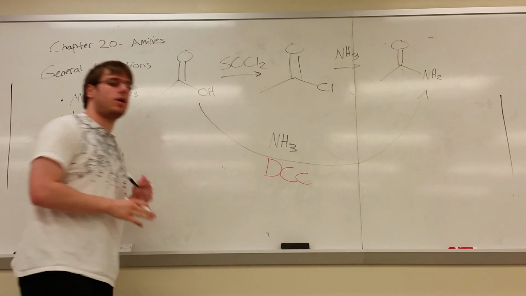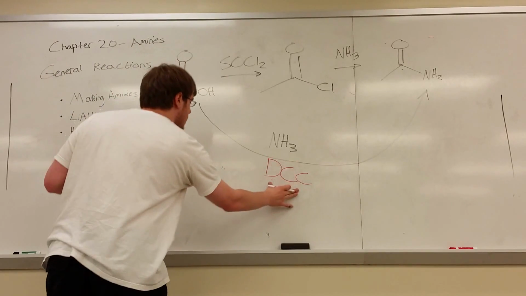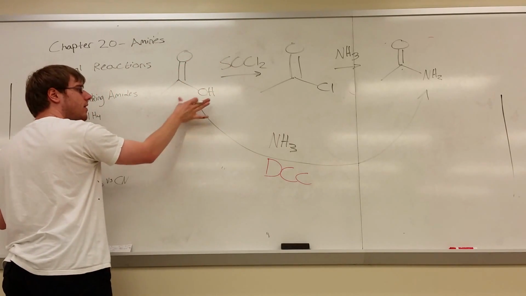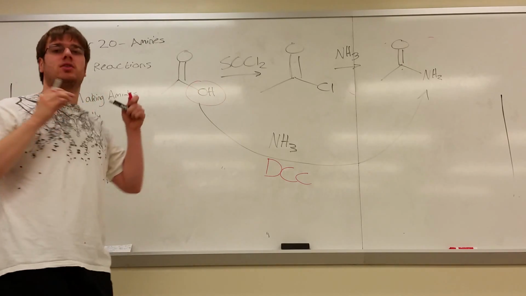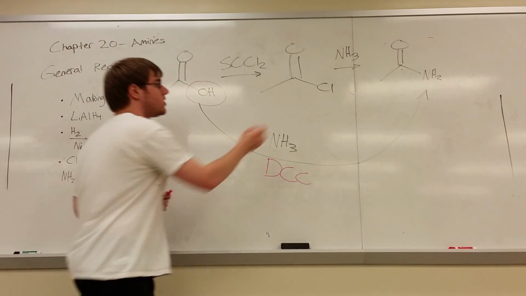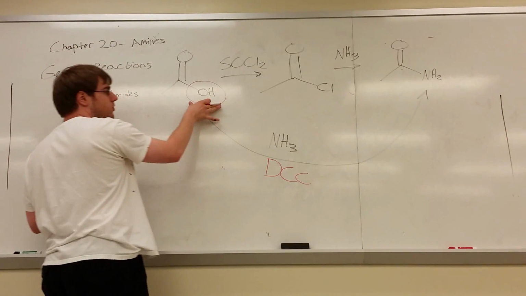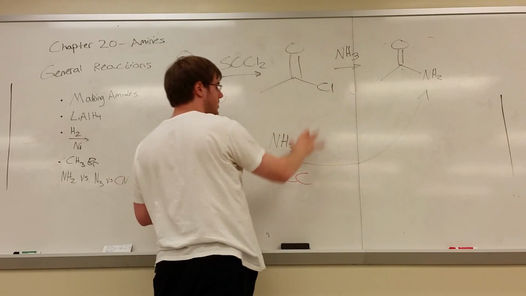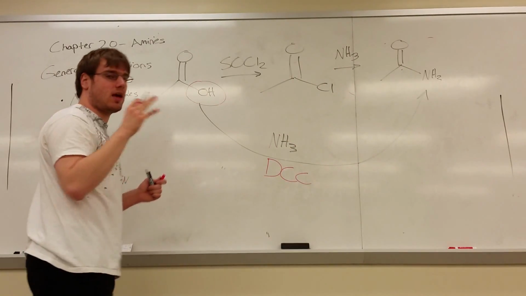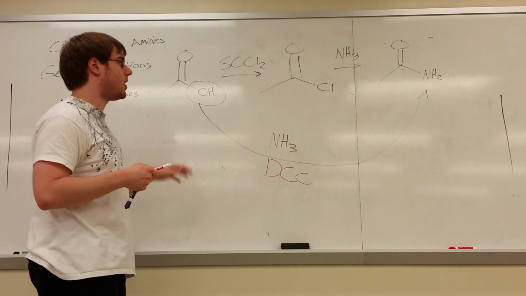Now, you don't have to worry about the mechanism of DCC. All you need to know is what DCC does is it reacts with carboxylic acid. More specifically, it takes this OH group right here and makes it a really good leaving group, just like the chlorine is over here. So basically DCC couples with that oxygen and it gets kicked out when the NH3 comes in to attack. And again, you don't have to worry about the mechanism.